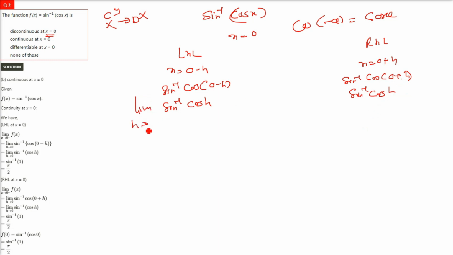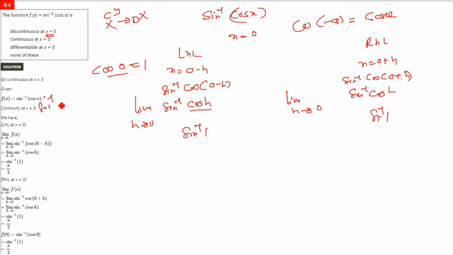You can just apply this limit. Limit h tends to 0. Here also limit h tends to 0. And this is cos 0, which is 1. So cos 0 is 1, so sine inverse 1 it will be. Here also, sine inverse cos 0 is 1.